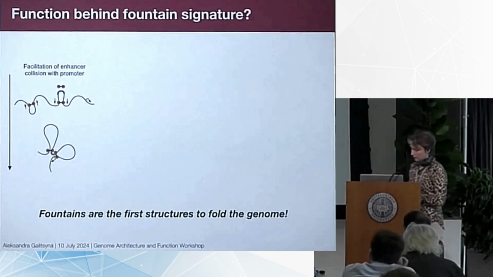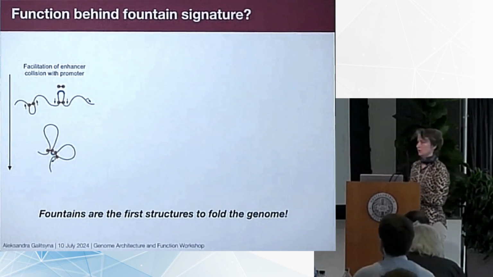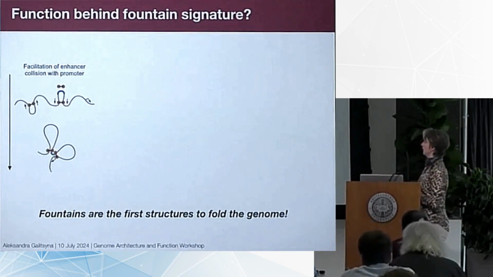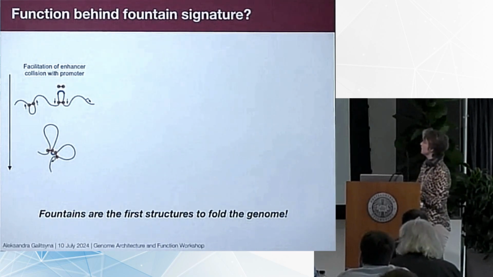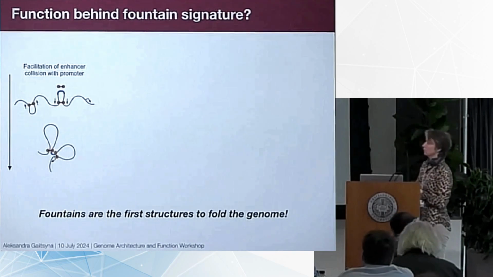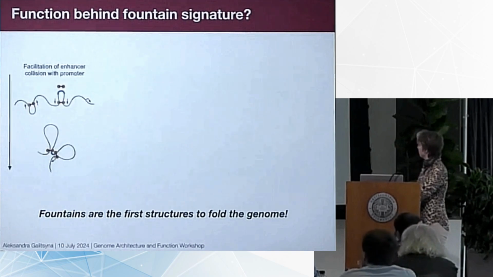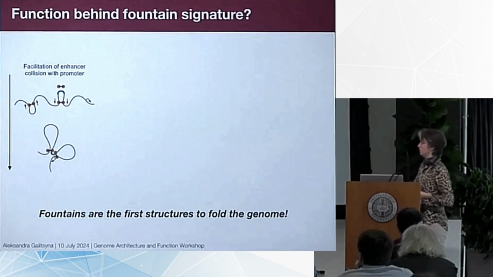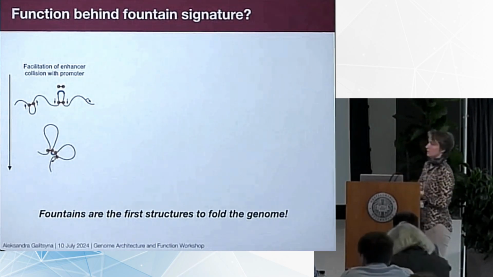So the really fascinating question for me is what is the function behind fountain signature? And here I would like to just discuss some of the interpretations that I really like. One of them is that maybe enhancers need some kind of support to reach out to their promoters at the onset of genome folding, when the embryo needs to develop and activate many genes, and maybe the fountains can help to facilitate the interactions of the enhancer with the promoter.